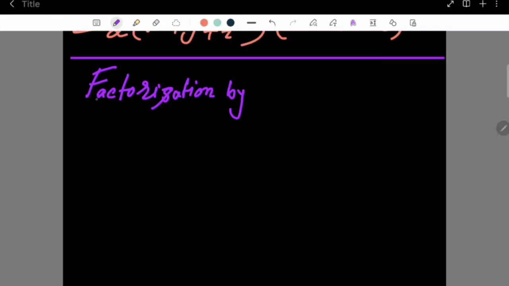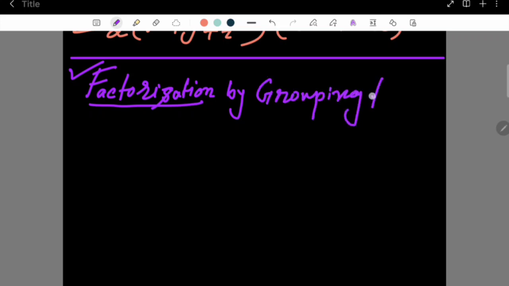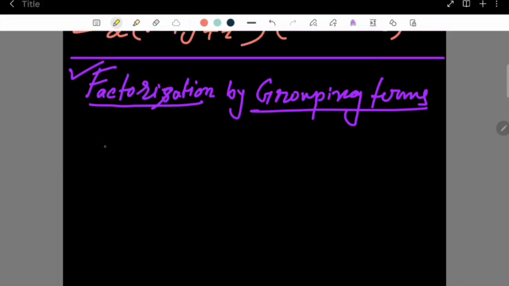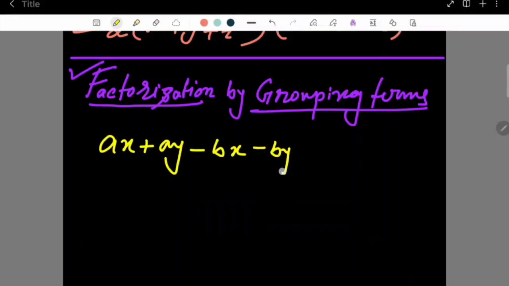So here we will see factorization by grouping terms. So let's see how we can group the terms and take common to convert that algebraic expression into the form of factorization. Let us see. Suppose the first example we are considering is given: ax plus ay and minus bx and minus by.